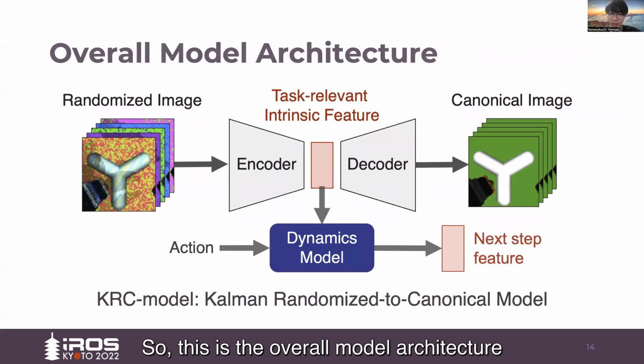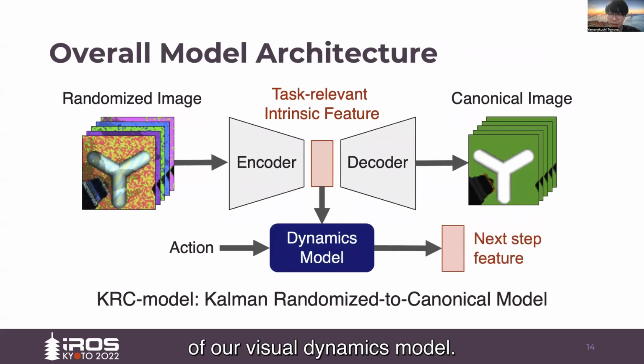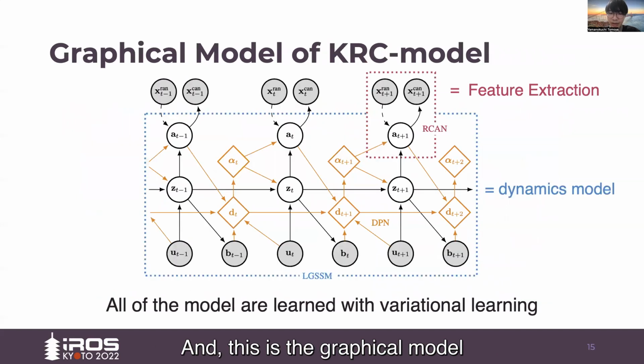So this is the overall model architecture of our visual dynamics model. In this model, the observation images and the dynamics model are connected via the task-relevant intrinsic feature. We call this model KRC model. And this is the graphical model of KRC model. Please note that you don't need to understand the details of this.